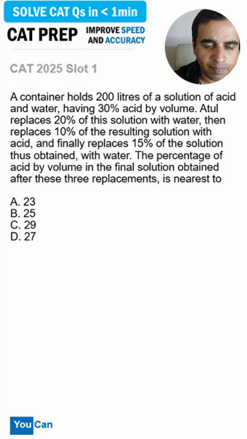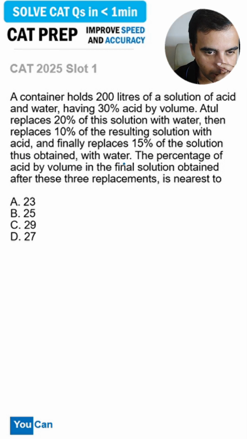We're talking about a container which has 200 liters of a solution of acid and water, 30% of the acid by volume. Atul replaces 20% of the solution with water, and then replaces 10% of the resulting solution with acid, and finally replaces 15% of the solution thus obtained with water.